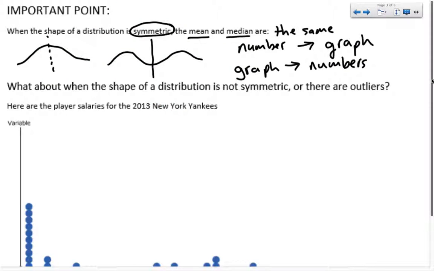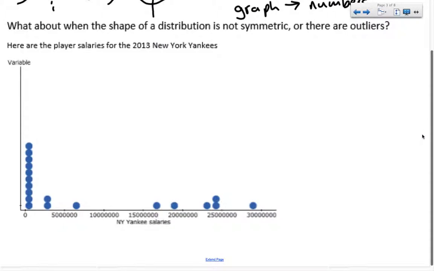Okay, so now let's look at a real life scenario. What happens when there are these outliers, or when the distribution is not symmetric? This is a good example. It's the player salaries for the 2013 New York Yankees, so last year's New York Yankees. They took all the main players that played on the team and made a dot plot of their salaries. And so, as you can see, there's not very much symmetry.